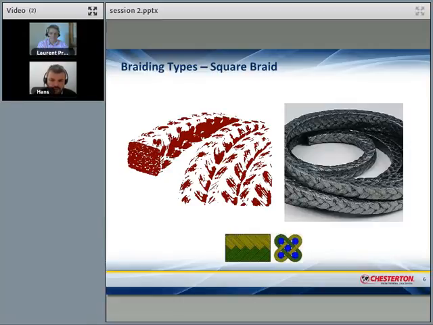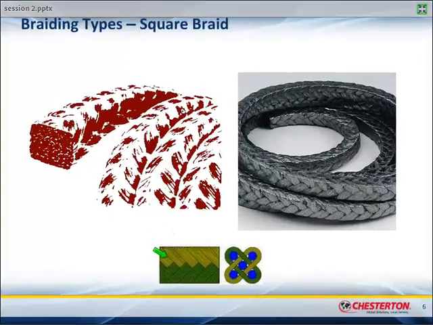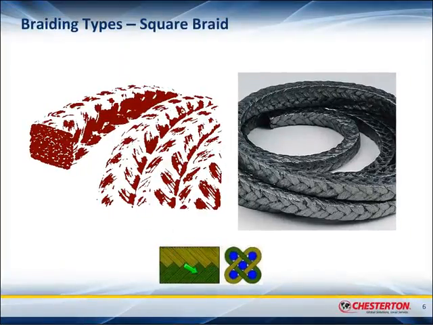Square braid you can recognize by looking at the side of the packing, where you basically see two tracks. If you look at the pictures here as well, you see two tracks that are visible, in contrast to the next type of braid we're going to discuss, where there are 3 or more of these tracks.